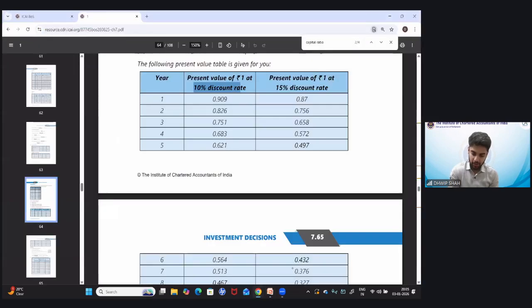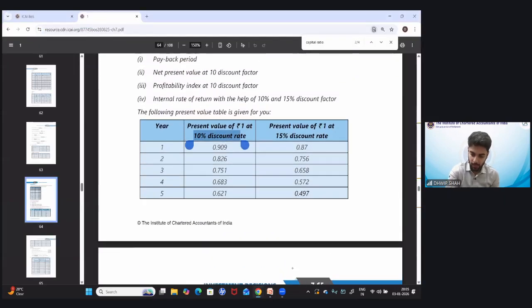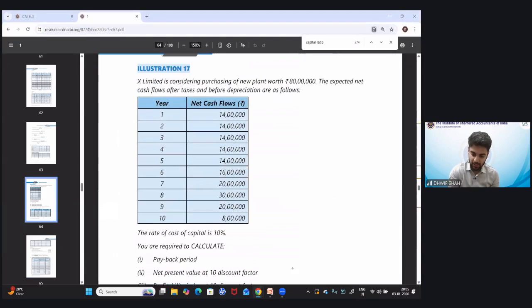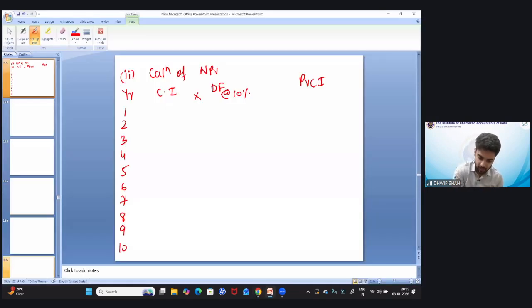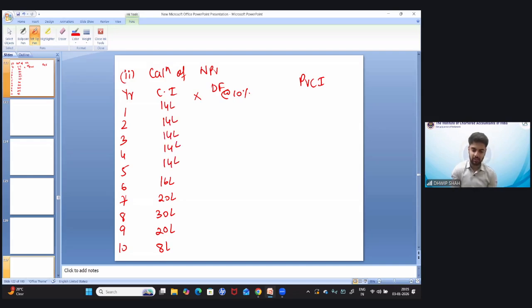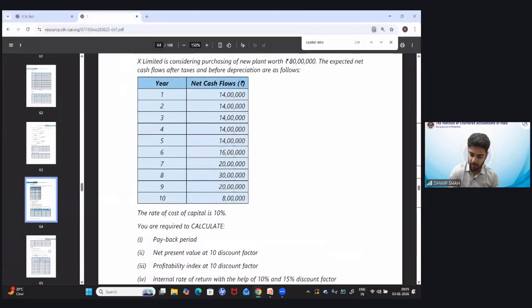Okay? So everyone start solving. What are my cash inflows? 16, 20, 30, 28. 14 lakh, 14 lakh, 14 lakh, 14 lakh, 14 lakhs. ठीक है. They have directly given the discounting factor का table.